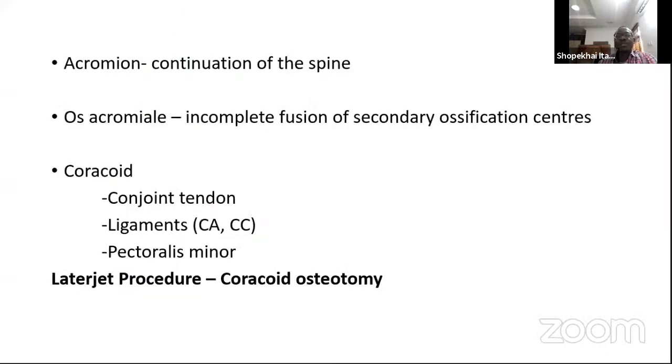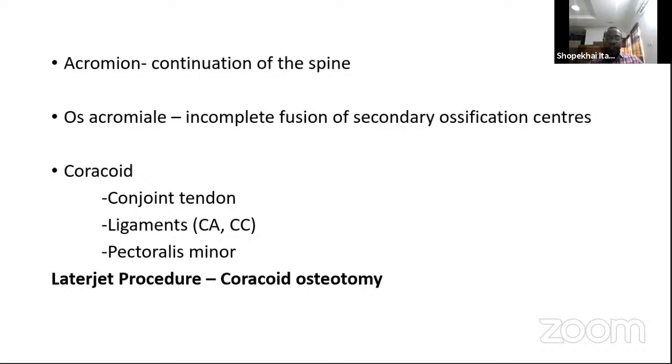The acromion is the continuation of the spine posteriorly, and we know that the condition called os acromiale, which is the incomplete fusion of the secondary ossification centers of the acromion, can sometimes occur as a painful condition. If pain persists and non-operative care doesn't suffice, it may require internal fixation or excision, as the case may be.